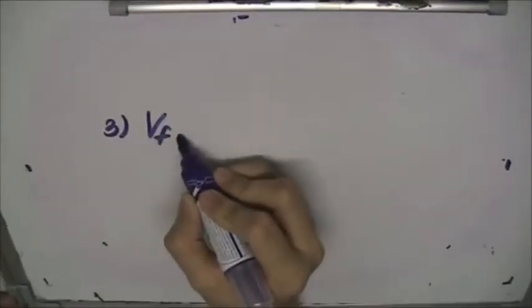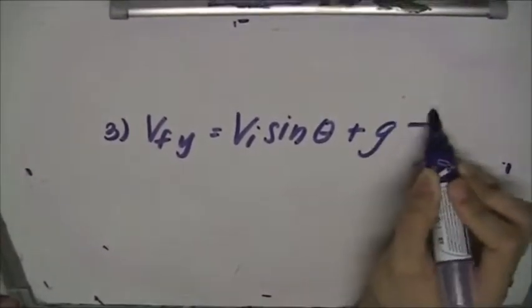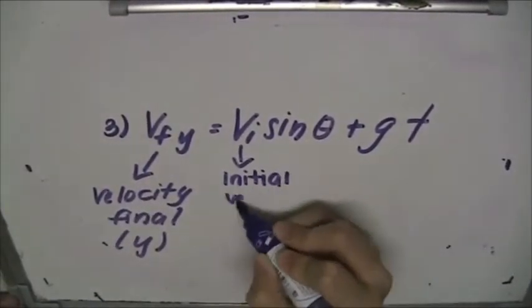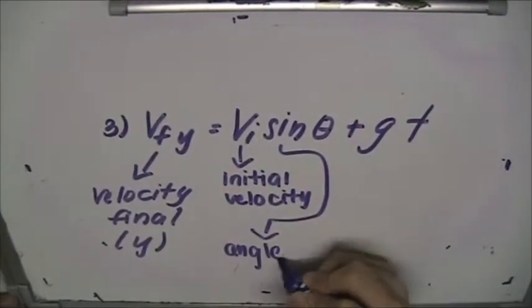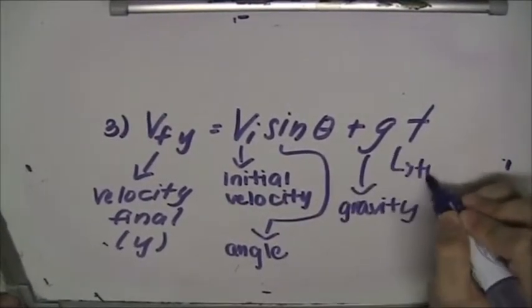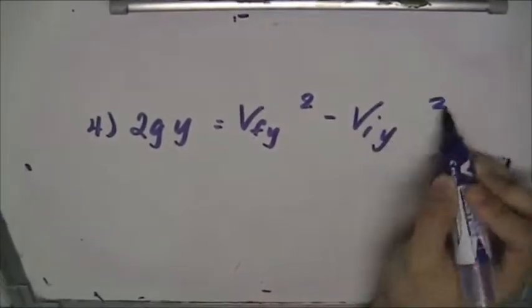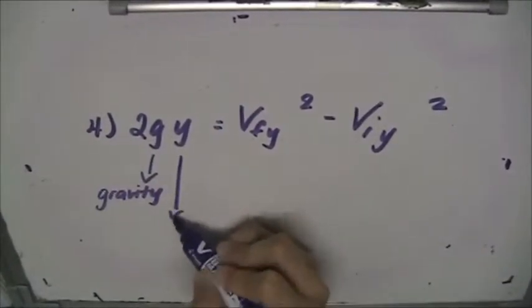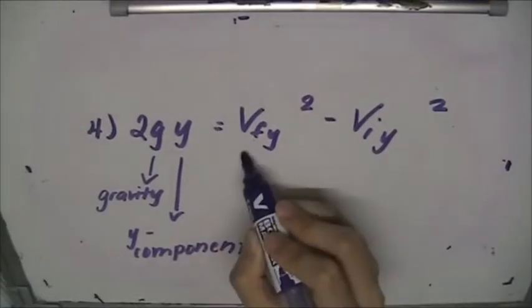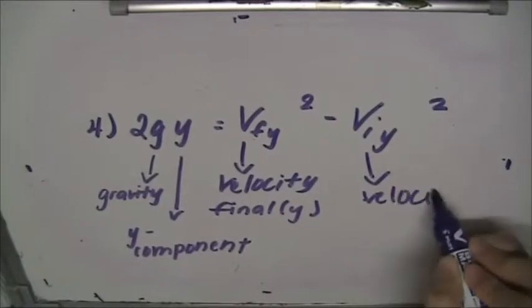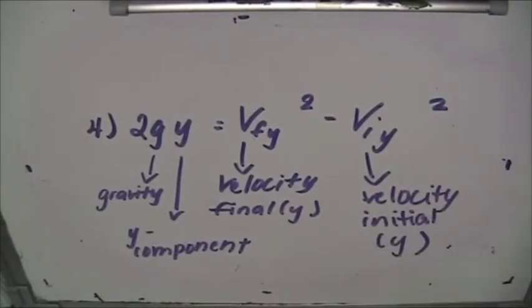Now, for the next one, Vfy is equal to Vi sine theta plus gt, where Vfy is the velocity final, and Vi is the initial velocity, while sine theta is the angle, g is the gravity, and t is time. 2gy equals Vfy squared minus Viy squared. 2gy means gravity, while y means the y component. Vfy means velocity final, and Viy means the initial velocity.